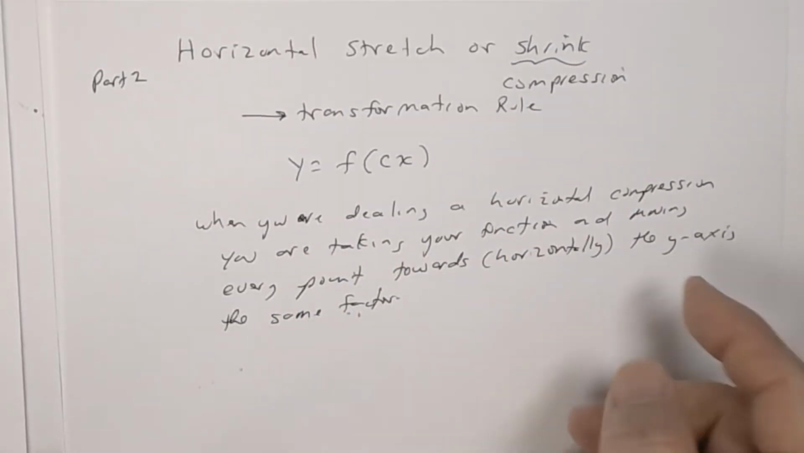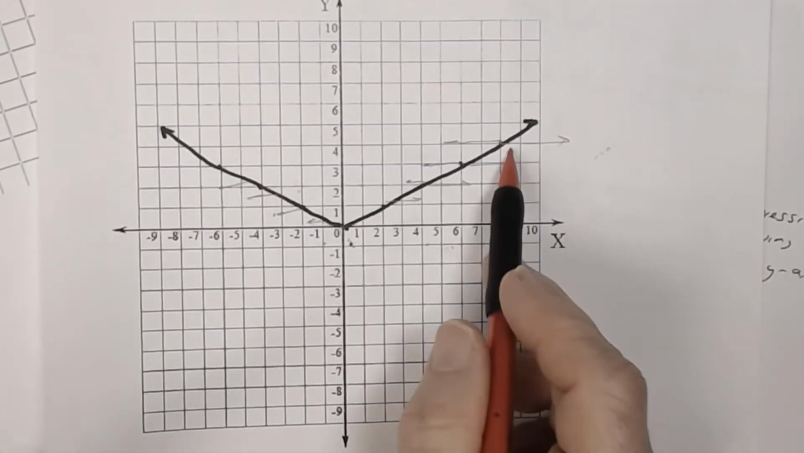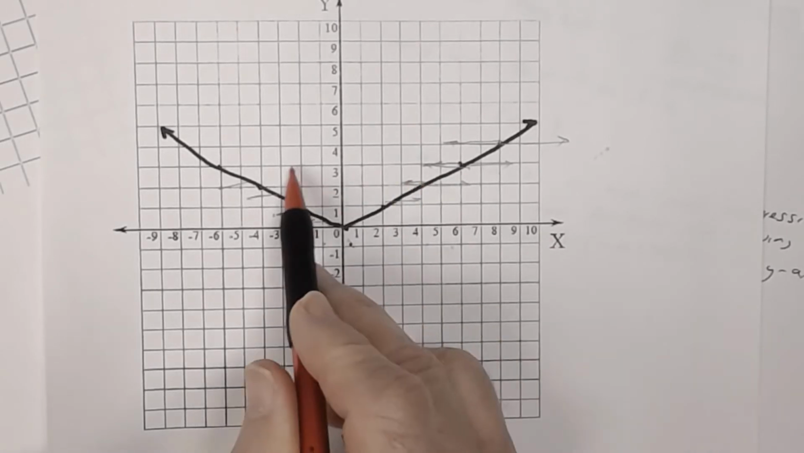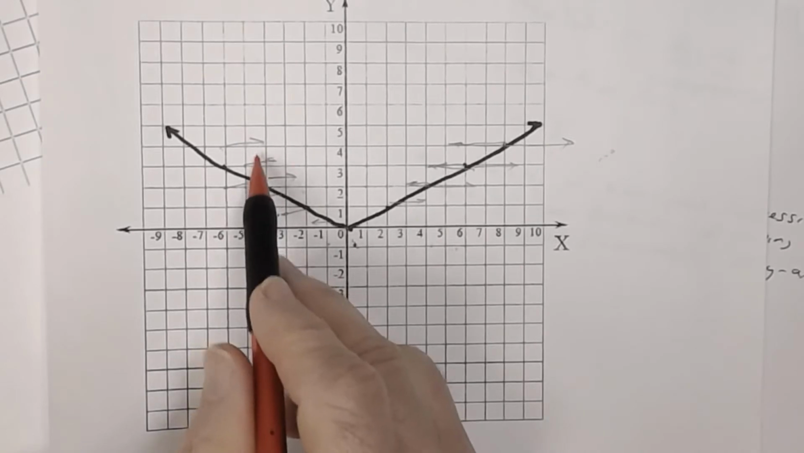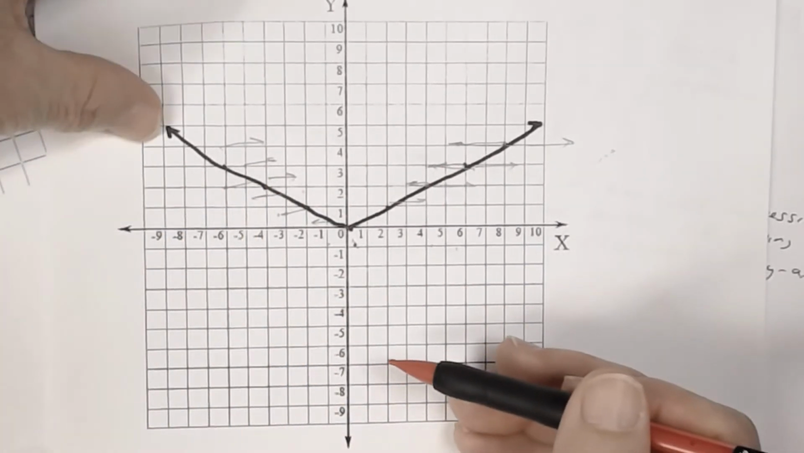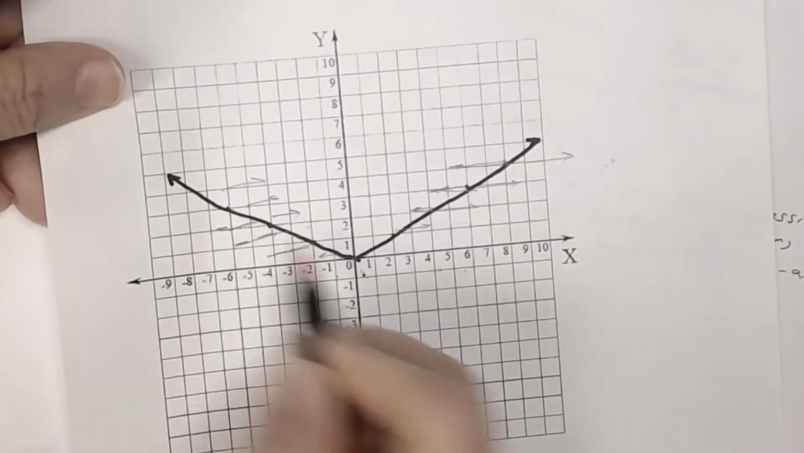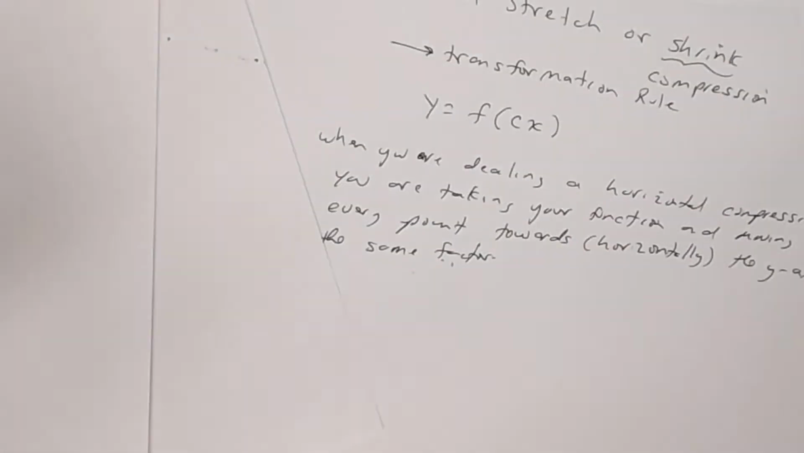So horizontal compression. You're taking every point and moving it towards the y-axis. Not the same distance, but the same factor. All right, same factor. Okay. Horizontal stretch, you're moving it away from the y-axis. Again, not the same distance, but the same factor. All right, so let's write that down.